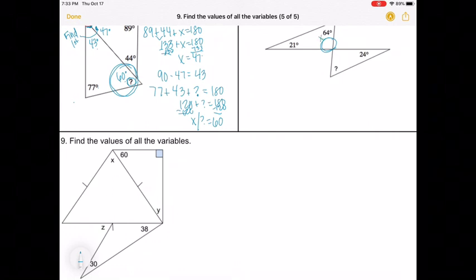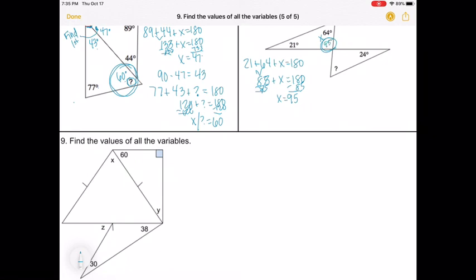All right, I'm going to call that x. If you paused, you should have had 21 plus 64 plus x equals 180. If you wrote it as an equation, you didn't necessarily have to, but it's one way. Okay, so that simplifies to 85 plus x equals 180, and then I would subtract 85, so x equals 95. So this here is 95 degrees.